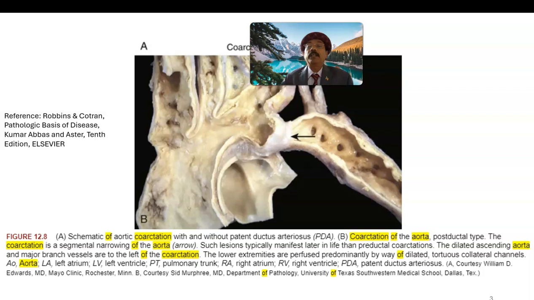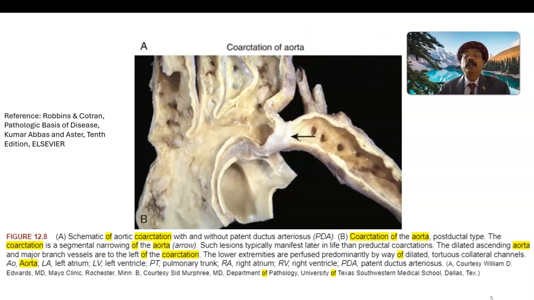If we look at this, here the ligamentum arteriosum has not been shown. Here, this is narrowing of the aorta, this is the coarctation of the aorta. So we have the ascending aorta, arch of aorta, three major branches: brachiocephalic trunk, left common carotid artery, left subclavian artery. Then this is the coarctation of the aorta. There is the narrowing of the aorta.